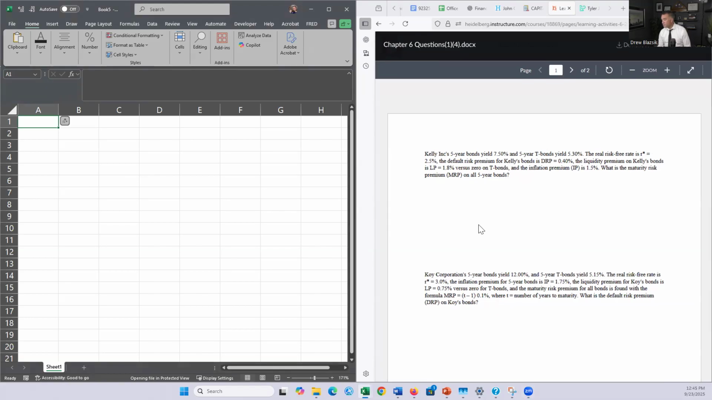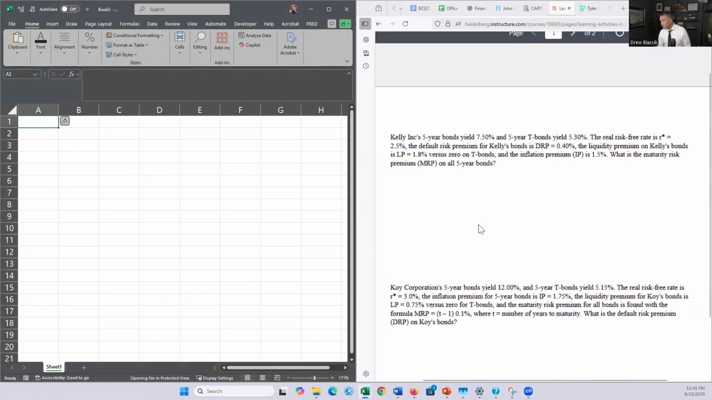So let's do that first problem here. Kelly Incorporated 5-year bond. We're looking at what makes it 7.5%. Now they're giving it to you, which is the nominal rate. And then we're going to compare it to a 5-year Treasury bond, 5.3. But in all reality, you're going to ignore the 5.3. So what we're going to look at is Kelly's 5-year bond.